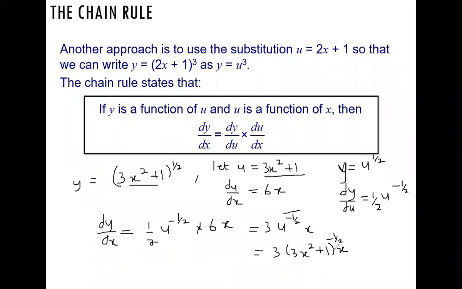Now we know that any number raised to the power negative of something is 1 over that number raised to the positive of that power, right? So this can be re-expressed as what? 3x divided by (3x squared plus 1), all raised to the power half. So that would be the final solution for dy/dx. Okay, so at this point, I'll take any questions if there are any.